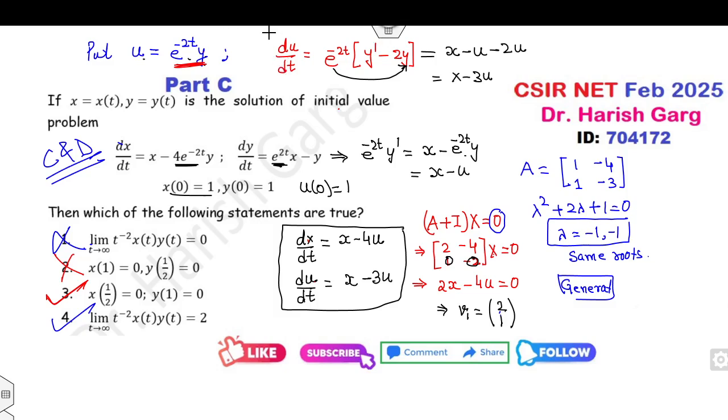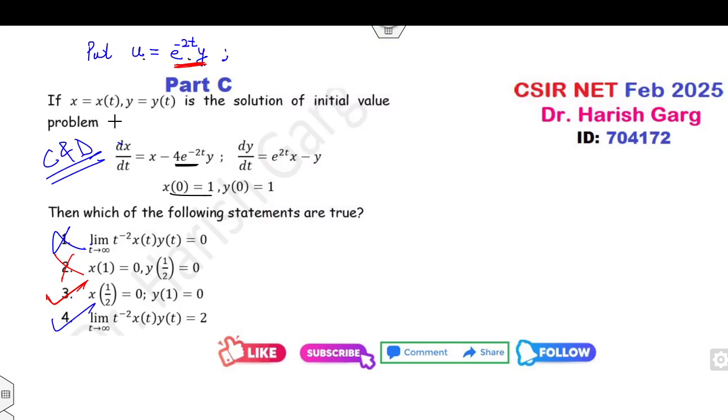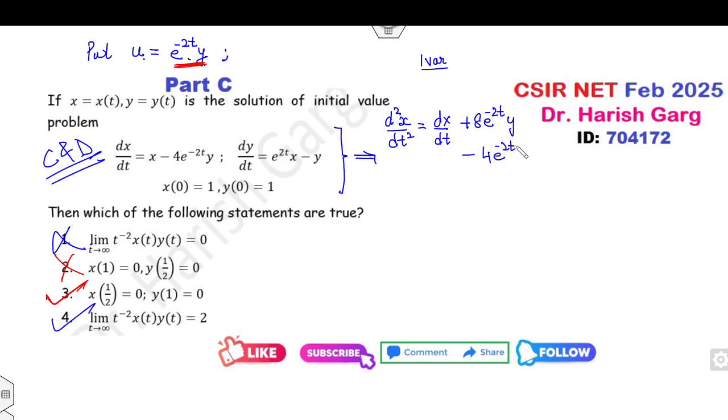There is one more way how you can solve the system of these equations. First of all, you can convert this system of equations into one variable. How? You can see, I can find the second derivative. I can change all in the x. So this is my dx over dt. I can use the product rule. It is a plus 8 e raised to power minus 2t minus 4 e raised to power minus 2t dy over dt. I can substitute the value of the dy over dt.